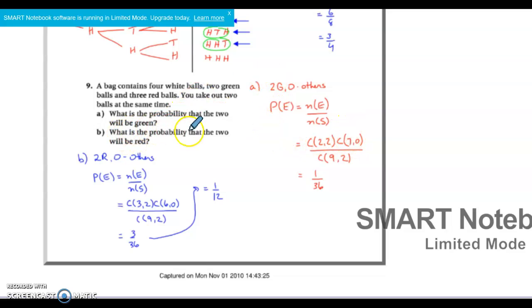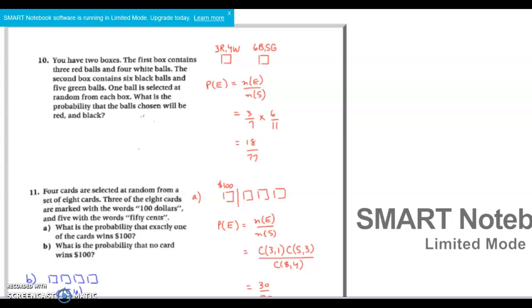So on the top, what is the probability that 2 will be red? In this example here, you're choosing the 2 red ones, and then you're choosing 7. Of the other 7, you're choosing none of those. Okay, so very similar question to the one I just did. Minute and a half left.